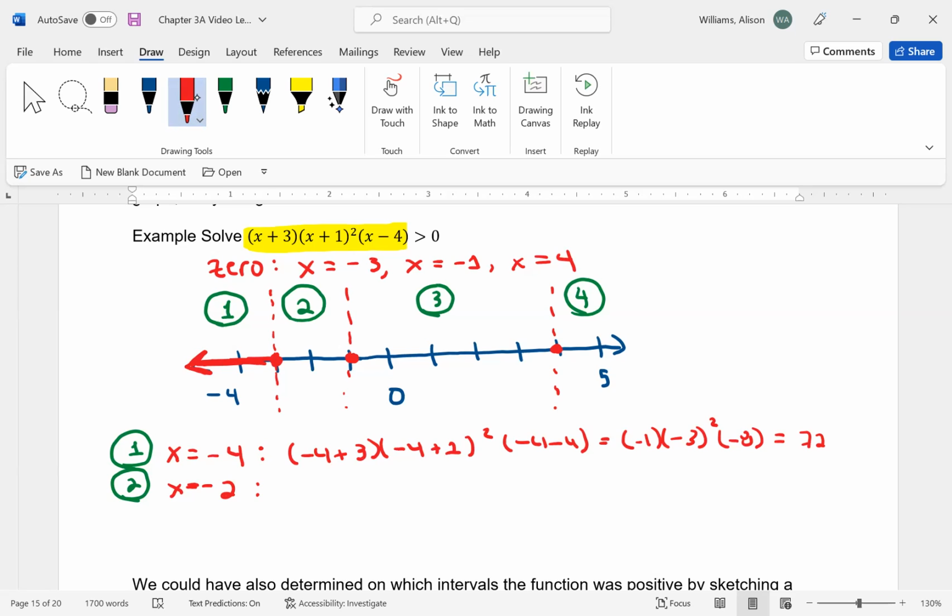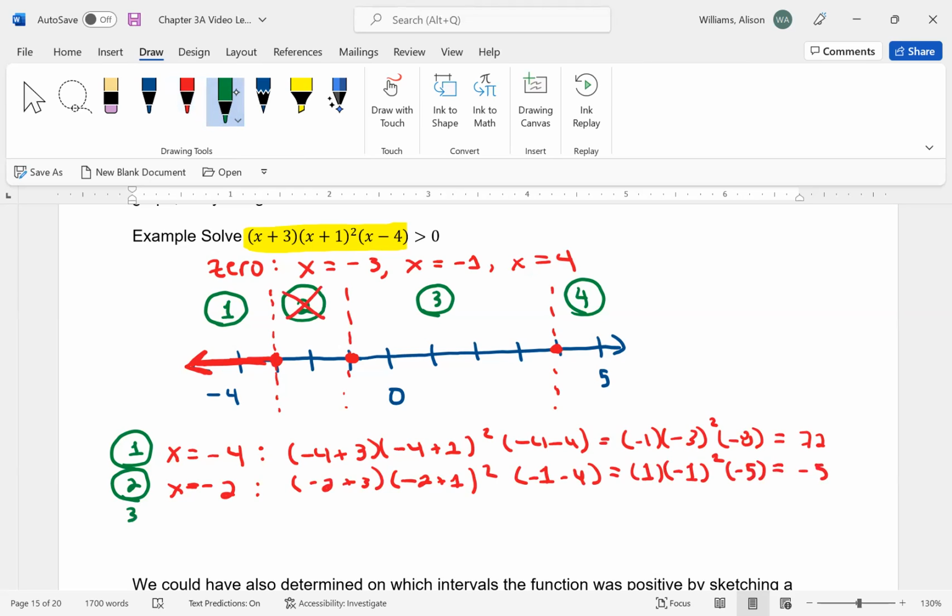All right, so I'm plugging -2 into the highlighted expression. -2 plus 3. -2 plus 1 squared. -2 minus 4. Okay, so let's see. That's going to be 1, and that's going to be -1, and then that's going to be -6. Okay, so let's see. -1 squared is 1, times 1 is 1, times -5 is -5. Comes out to a negative. So it's not a positive. Therefore, this region is not part of the solution. So I just crossed it off.